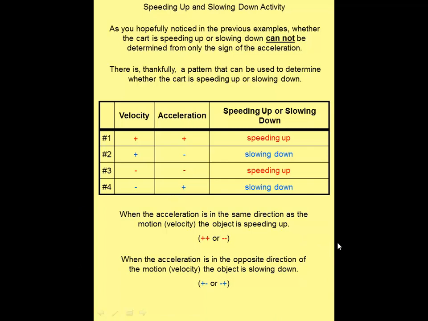And really the motion maps that we're going to do should really link this in for you, I hope. But again, the pattern is when the acceleration is in the same direction as you're moving, both positives or both negatives, you're speeding up. When the acceleration is in the opposite direction of the motion, one positive and one negative, then the object is slowing down.